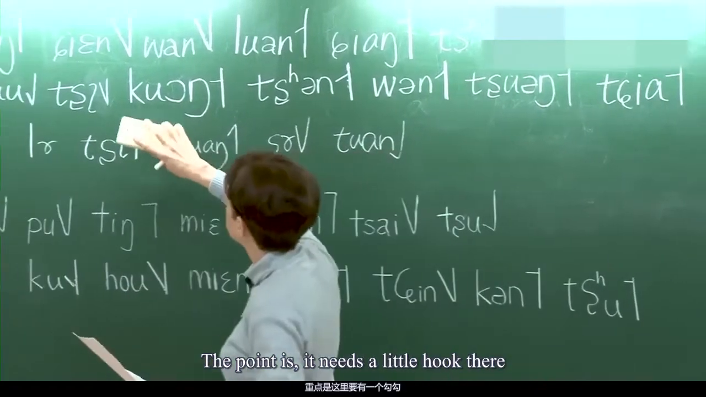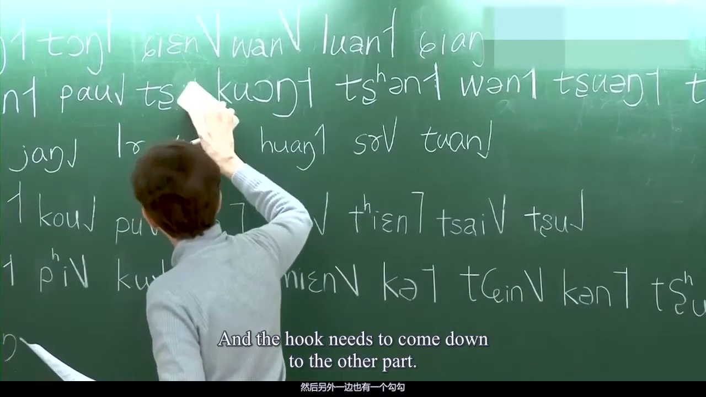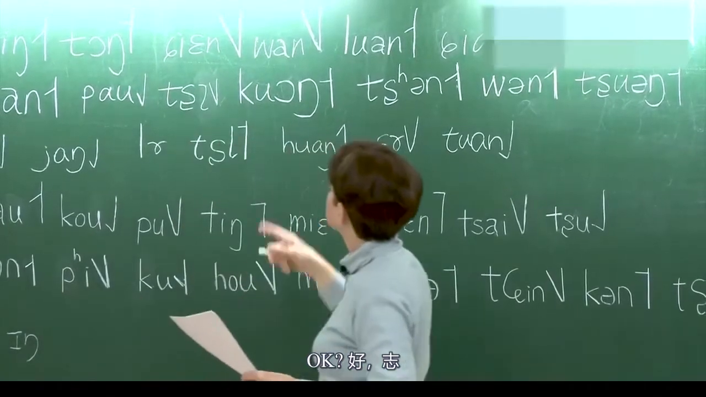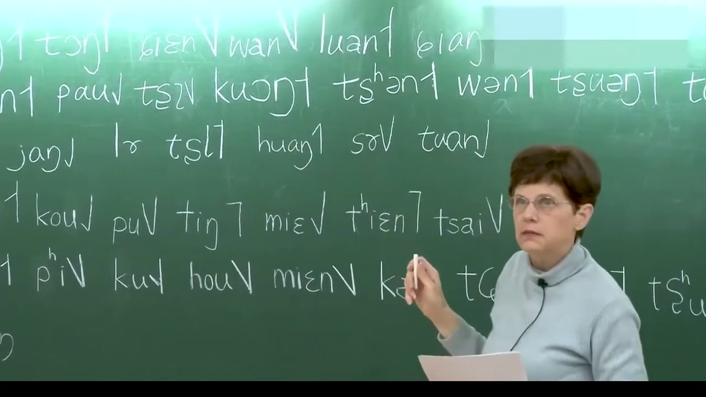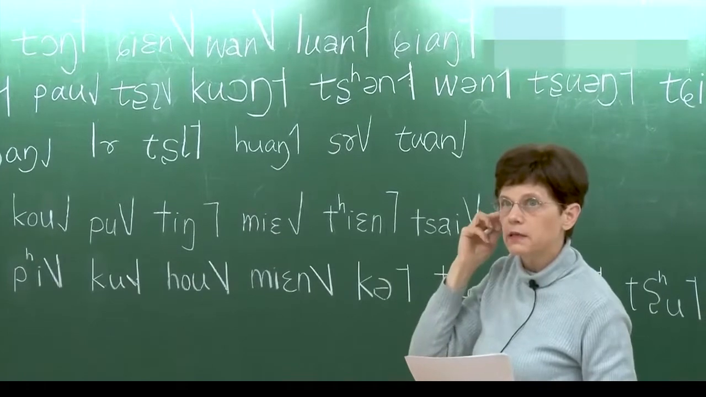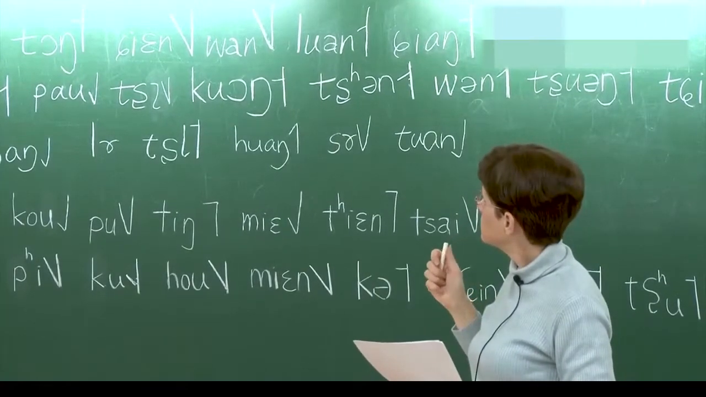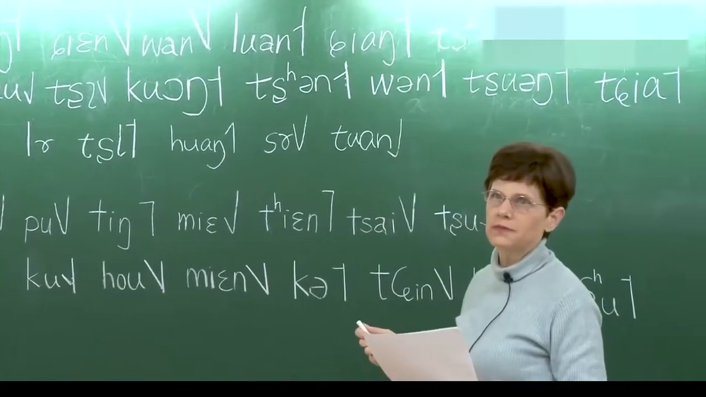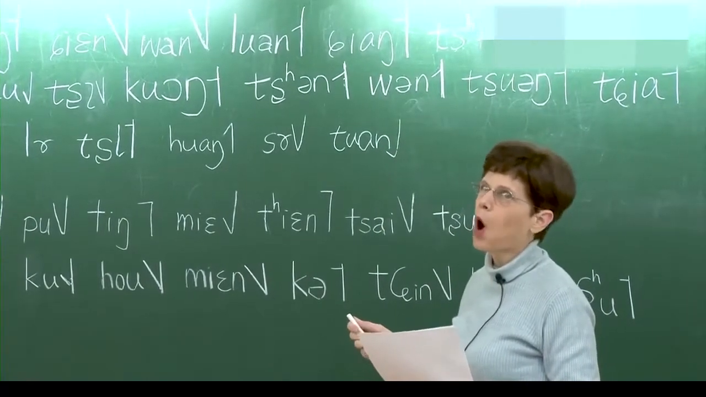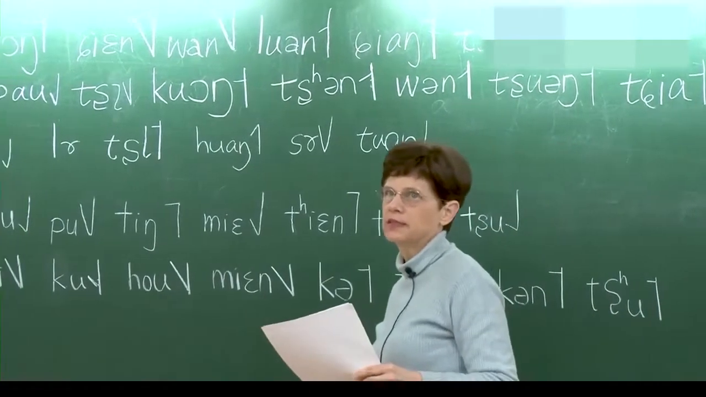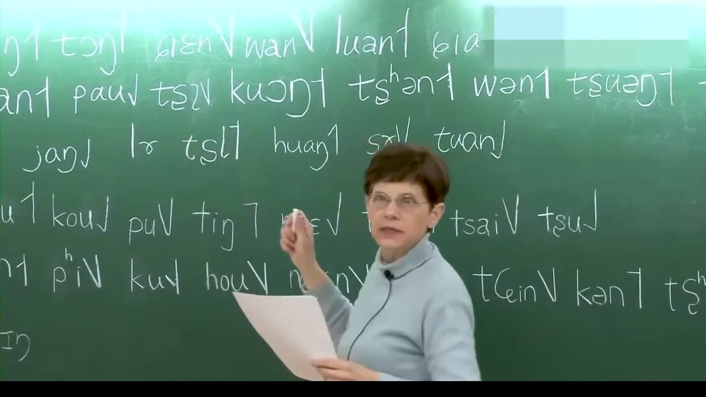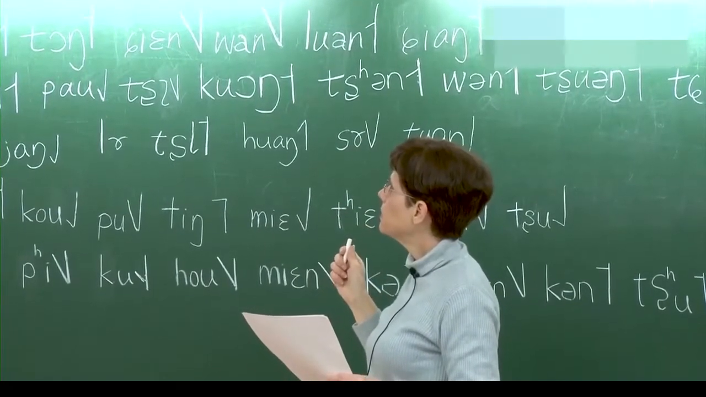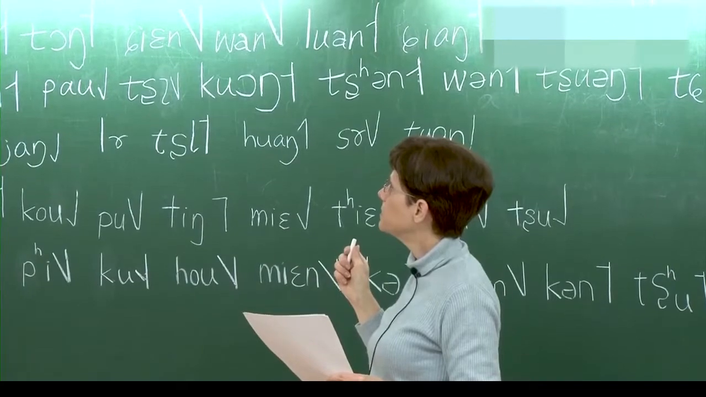The point is it needs a little hook there. And the hook needs to come down to the other part. Okay? 好,字, yeah. Can I write PAO for bao? PAO instead of PAU for the second one? Oh, no. We use ao here. We use u. Yeah. Pao. No, it's pao. Is the vowel higher, so we need Bao instead of O? Bao. 环保.